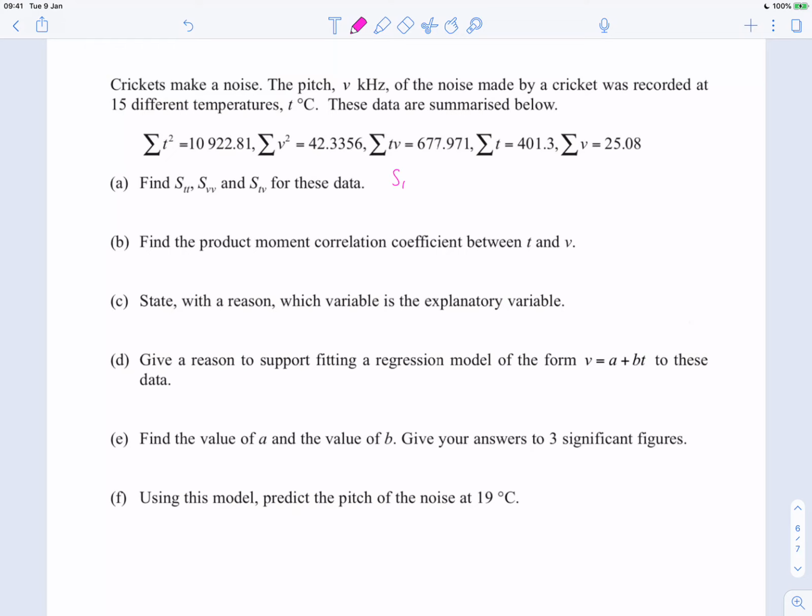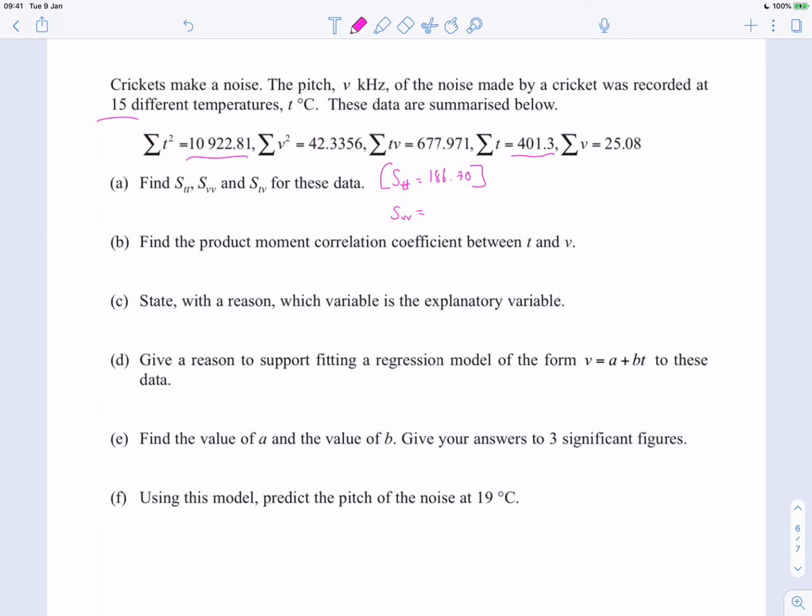Okay, STT is going to be the sum of T squared, which is 10922.81, minus the sum of T all squared, so 401.3 squared, all over the number of data points, which is 15. So that's quite easy. That's 186.697. So I'll do that to two decimal places.